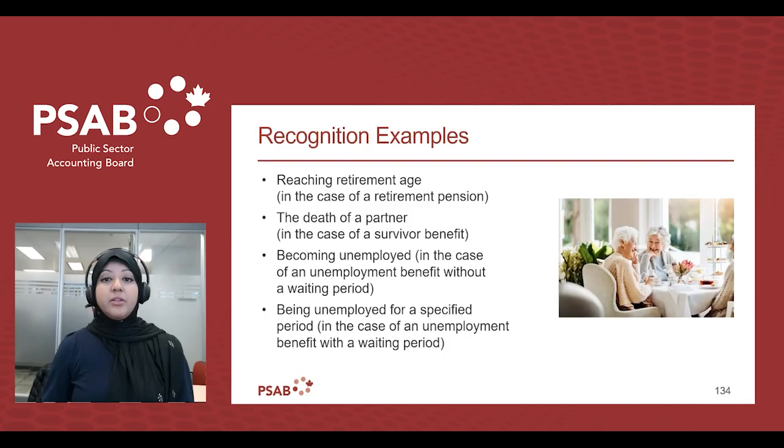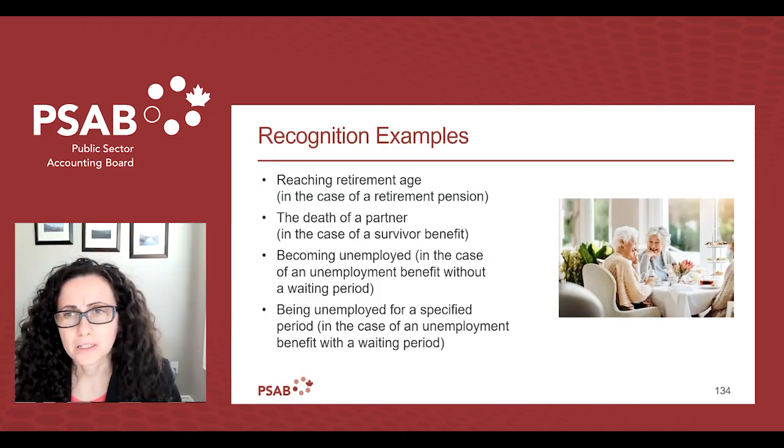Some social benefits include a waiting period as part of the eligibility criteria. For example, some unemployment benefits are paid after an individual has been unemployed for a set amount of time, say 14 days. Where there is this type of waiting period, the eligibility criteria are only satisfied once the individual has been unemployed for that specified period. I see. Thank you, Iman.